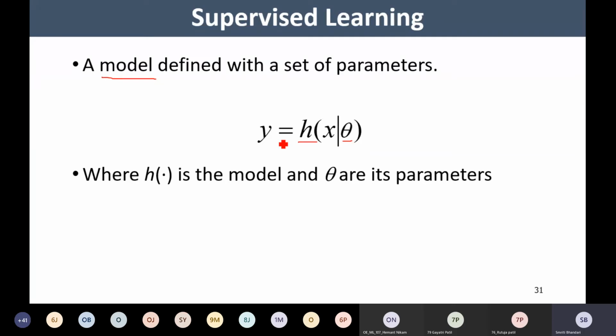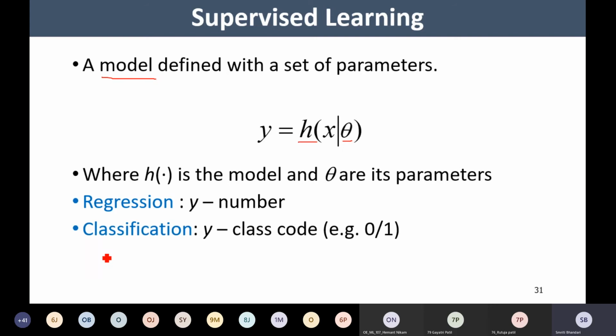x is my input. So output is described as a function of input. Output y is described as the function of input x. And to build that model, I'll be using some parameters, those are theta parameters. And as I mentioned, the problem is stated as a regression problem if my output y is continuous or a number. And it is a problem of classification if y, that is output, is a class code. For example, 0, 1 or something like that.